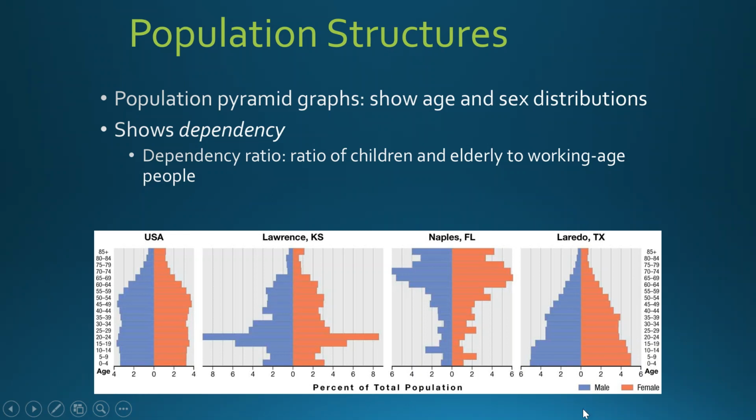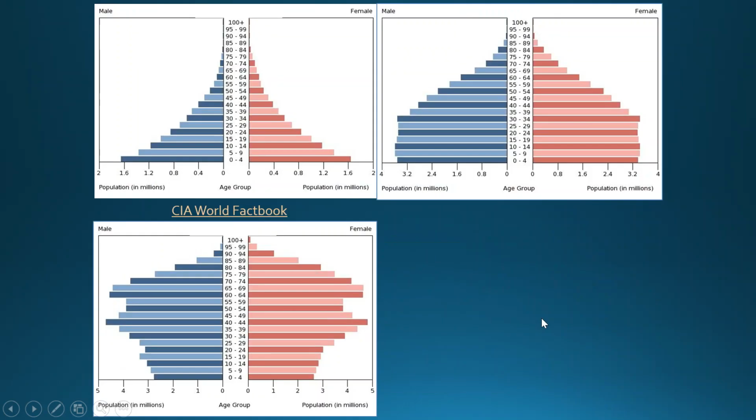So in Laredo, Texas, it's the opposite. We have lots of children who are dependent upon working adults. And we can look at different population structures for lots of different places and why they are that way. And you can access them for just about any country on the CIA World Fact Book. If you Google that, you can go there and see it.